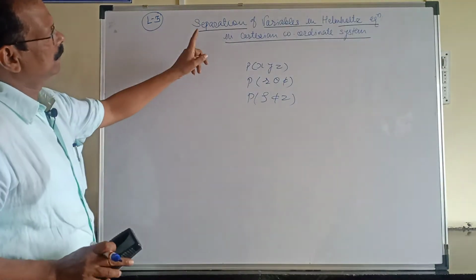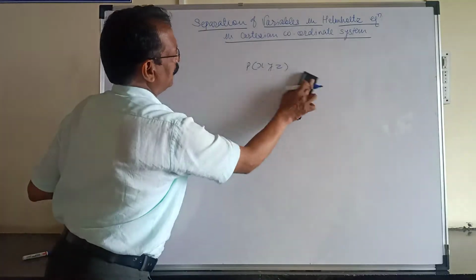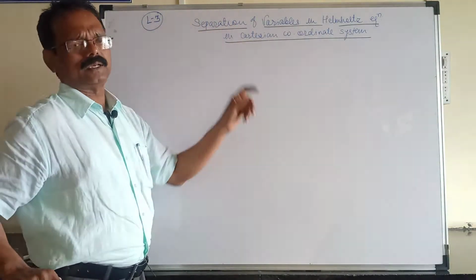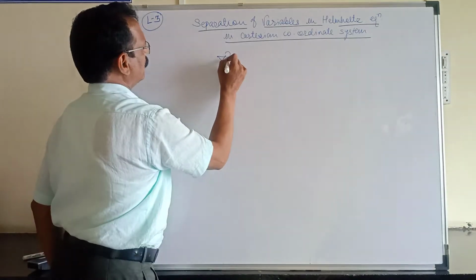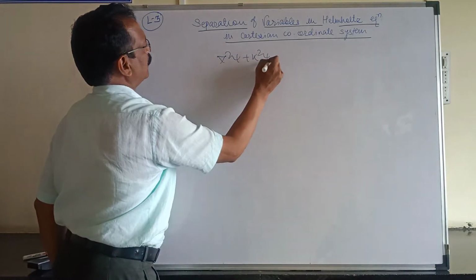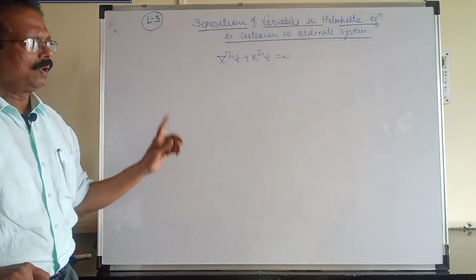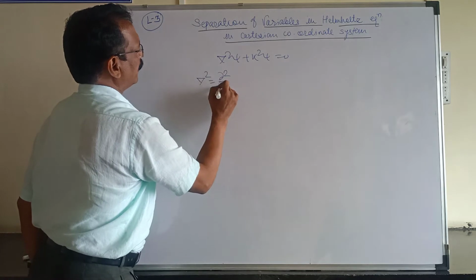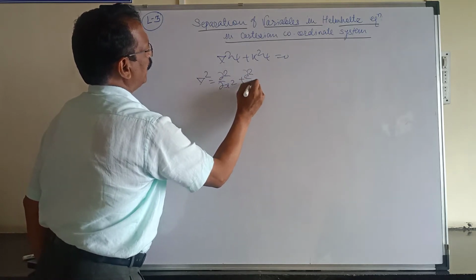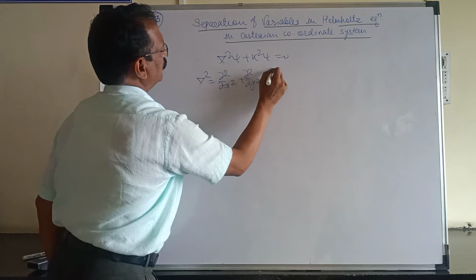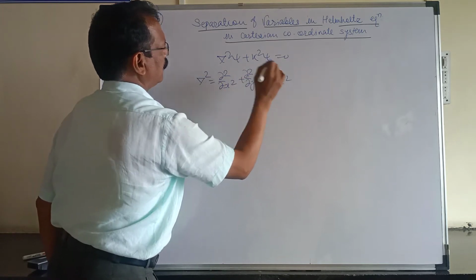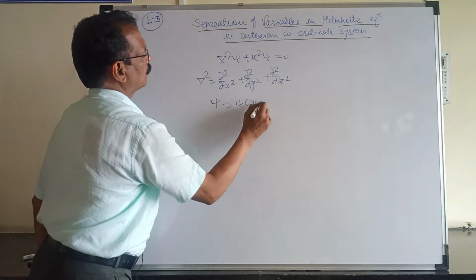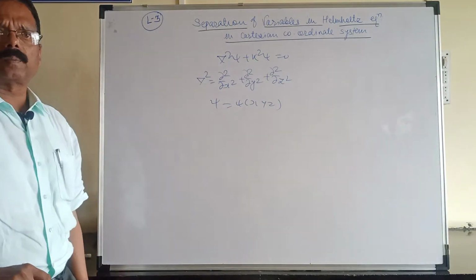Today we have to see the separation of variables in Helmholtz equation in Cartesian coordinate system. First we have to see what the Helmholtz equation is. Helmholtz equation is del square psi plus k square psi is equal to 0. Where del square is equal to d2 by dx square plus d2 by dy square plus d2 by dz square. And in case of Cartesian coordinate system, psi is the function of x, y, z.